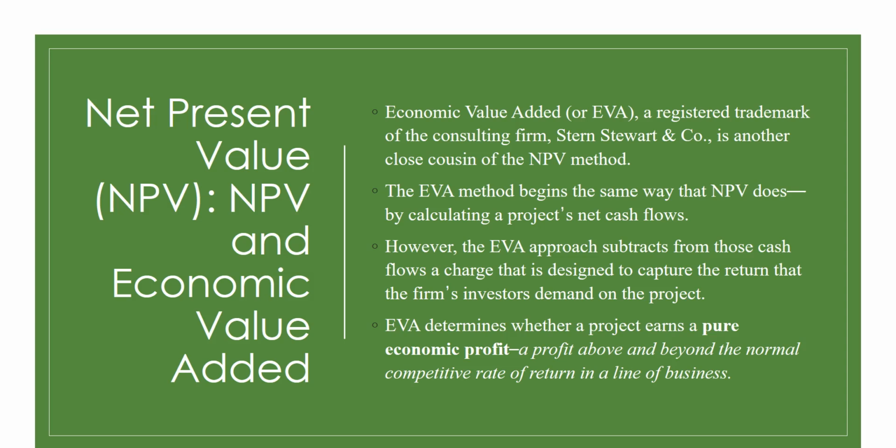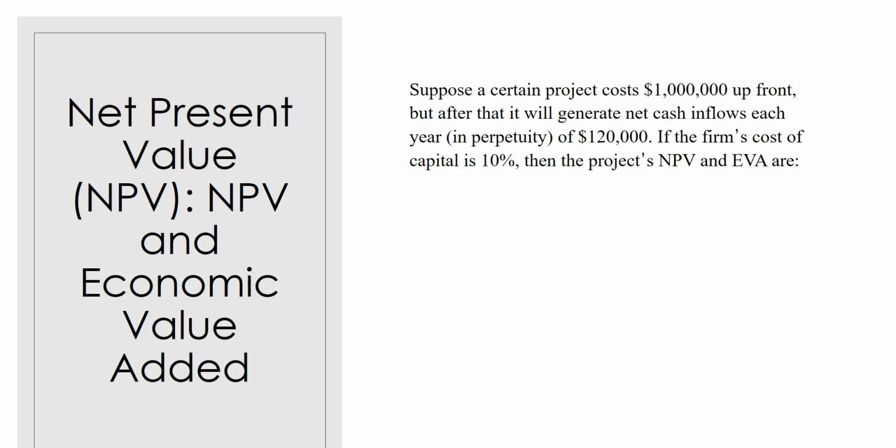So economic value added is also pretty similar to the net present value method. It determines whether a project earns a pure economic profit, so a profit above and beyond the normal competitive rate of return. So let's look at an example. Remember we said that net present value is the present value of the benefits minus the cost. That was the first definition that we've learned for net present value. So let's look at this project. It costs $1 million up front, but after that it will generate cash inflows of $120,000 a year forever in perpetuity. The firm's cost of capital is 10%.